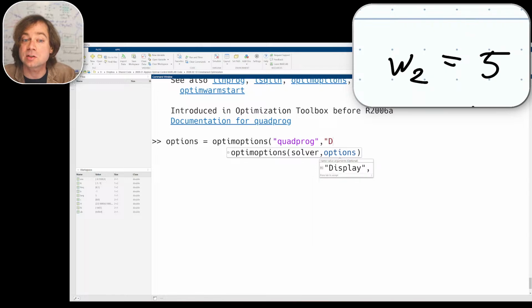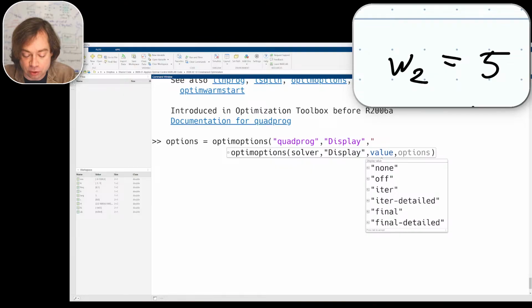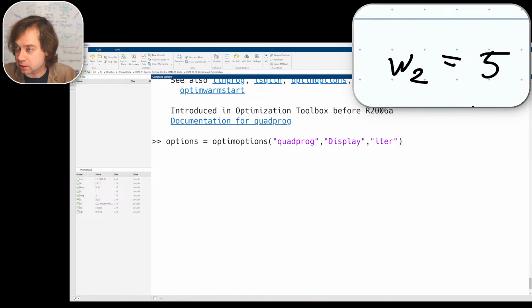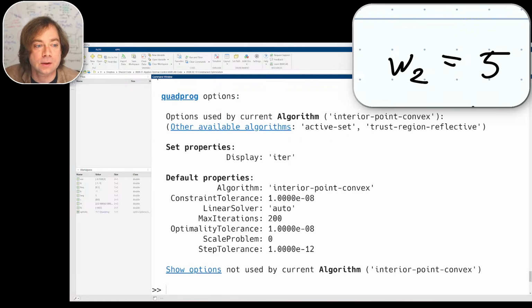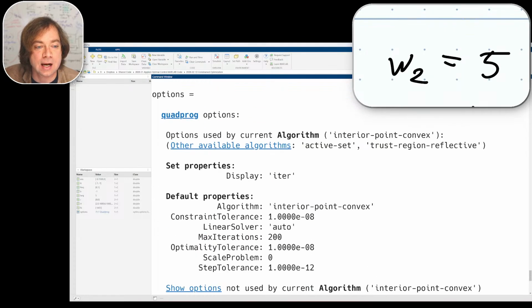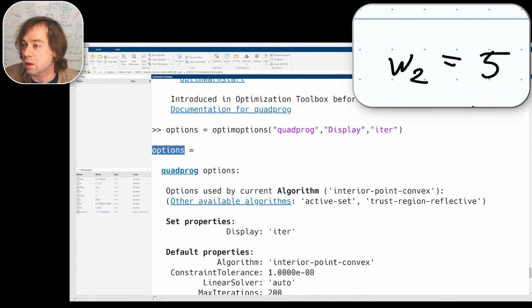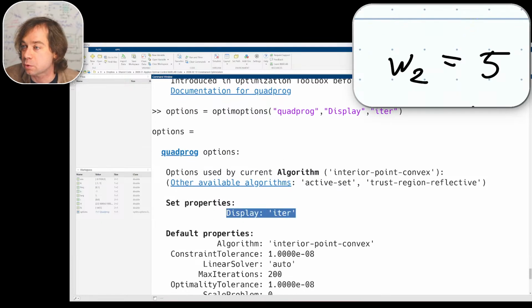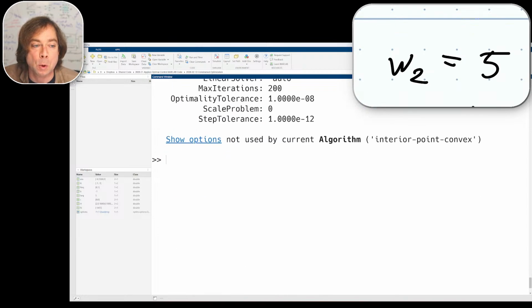And what options do we want? One thing I like to do is change the display to iter. Sometimes I like to do this to see, if for some reason my optimization is not working, what could be going wrong. I create this optimization structure here, and it creates this options structure. If I give this structure to quadprog, it will have a new set of properties where it displays the iterations of each step. I'll show you what that looks like.